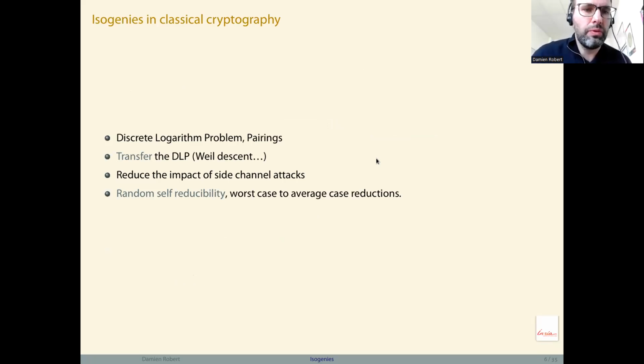More closely related to classical cryptography, we may see the discrete logarithm problem and pairings, with some particular kinds of isogenies, like multiplication by l, which is an isogeny. Isogenies are used to transfer the discrete logarithm problem: if you have some attack on some class of curves, you can try to attack a more general curve by transferring the DLP through isogenies, or conversely, they can reduce the impact of side channel attacks. And you can also use them for random self-reducibility in certain cases. That's work by Benjamin here.